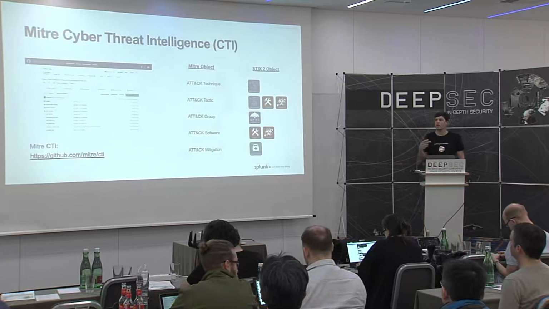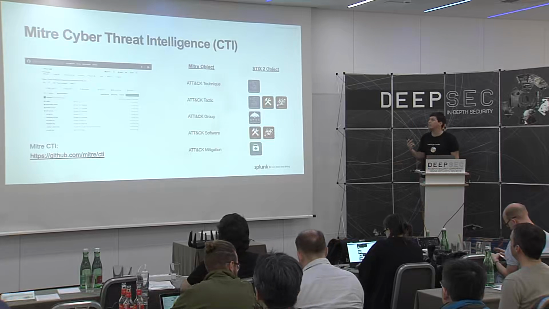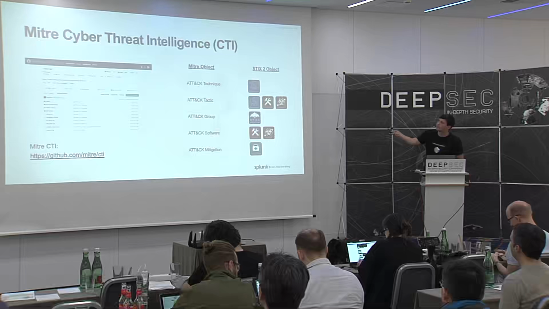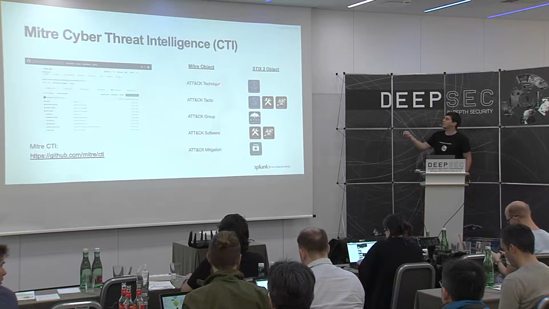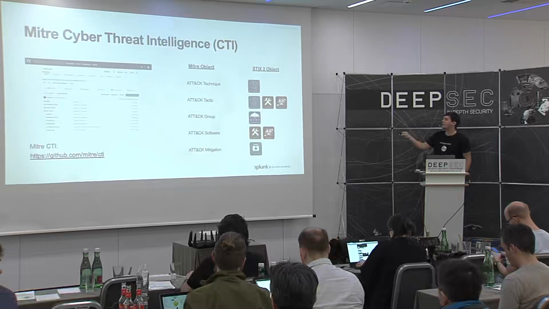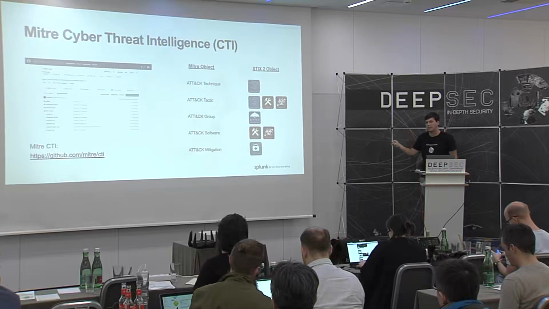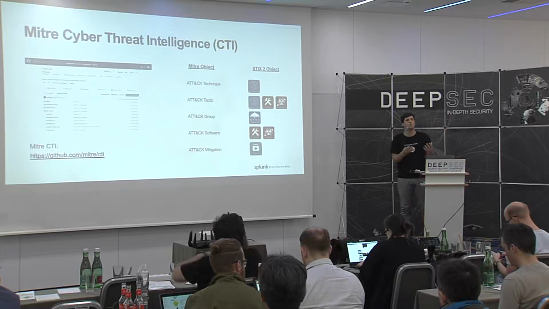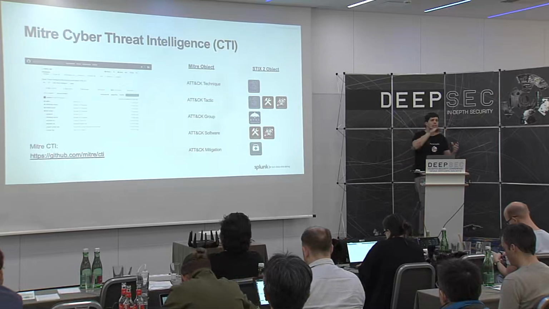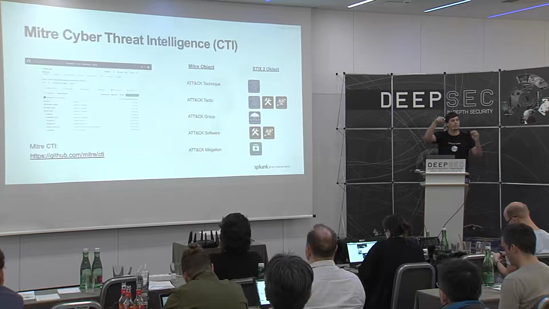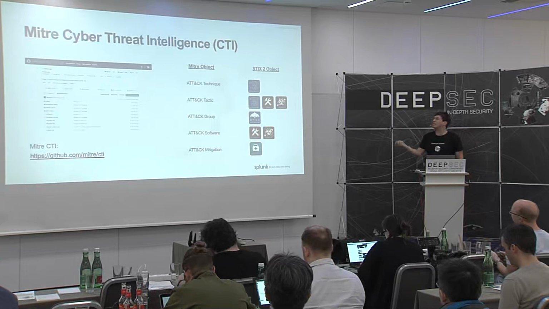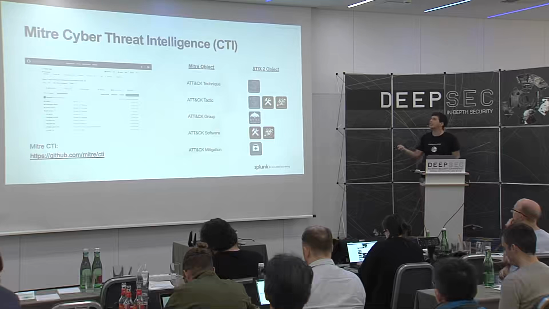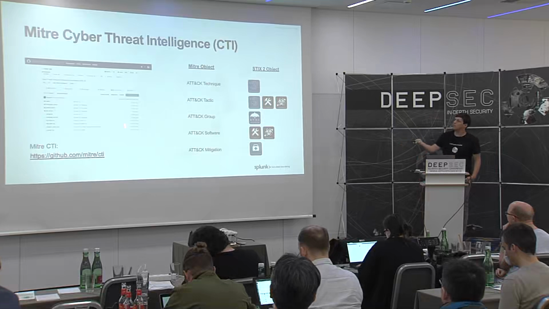STIX2 is the Structured Threat Information Expression format, and it contains a lot of different JSON formats, and in these JSONs are different STIX objects. STIX objects are, as you can see here, an attack pattern, a tool, a malware, and an intrusion set, in order to describe different campaigns. They also have relationships with each other, which means this campaign is using that malware. And what MITRE did is they mapped the different STIX2 objects to the different MITRE objects.